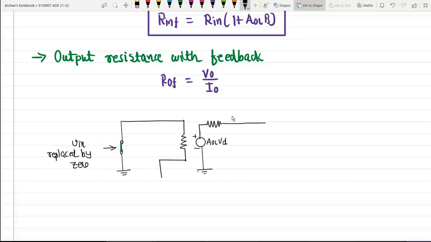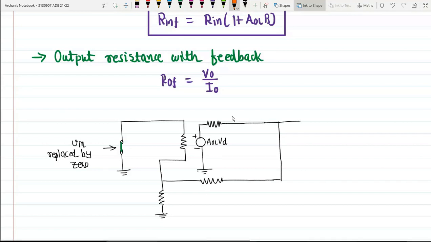And then the inverting terminal. With the inverting terminal we have resistance R1 and feedback resistance RF, which are connected to the output terminal over here. Let me try to represent the symbolic representation of the op-amp like this.